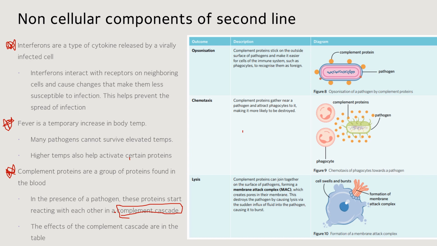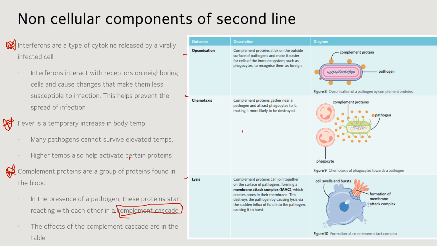When the complement detect a pathogen and they undergo this complement cascade, they can do three things. They can opsonize, so they can do opsonization, which is basically when they stick onto the surface of a pathogen and it makes it easier for them to detect.